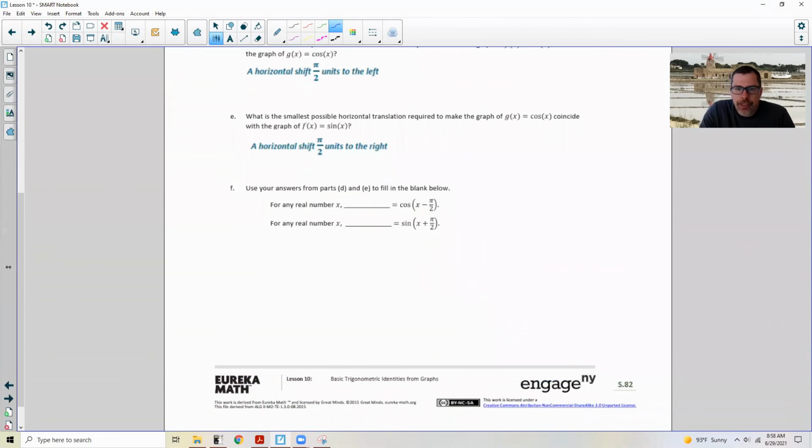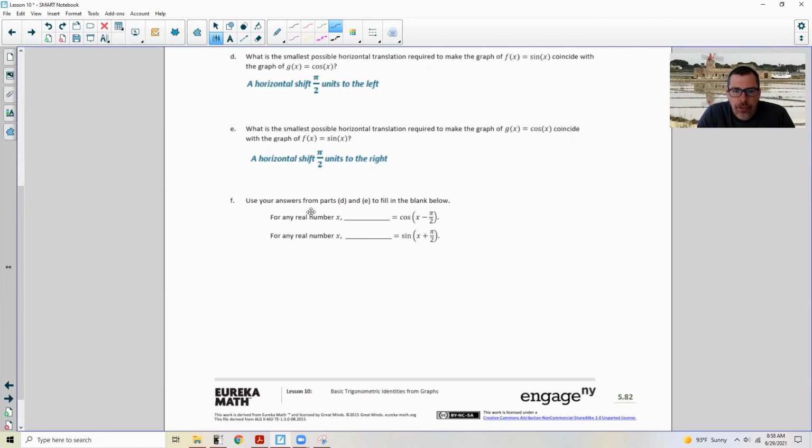Now F says to use your answers from parts D and E to fill in the blanks below. For any real number x, what equals the cosine of x minus pi over 2? If I subtract pi over 2, I'm moving the cosine of x. So sine of x equals cosine of x minus pi over 2. And for any real number x, the cosine of x is going to equal the sine of x plus pi over 2.